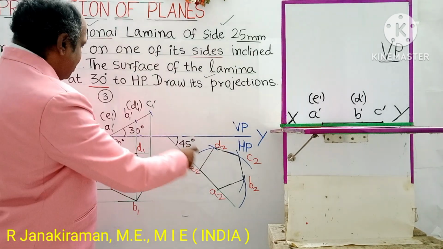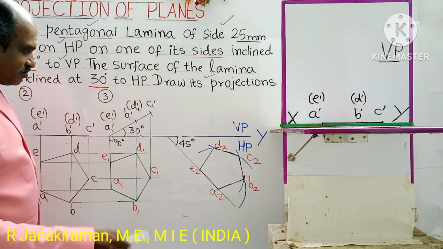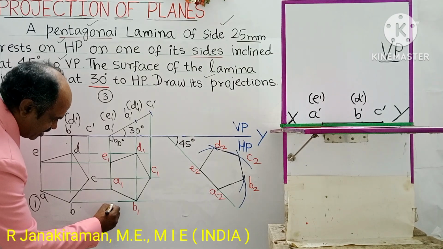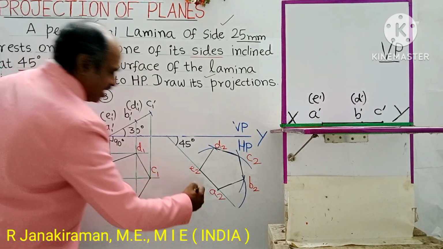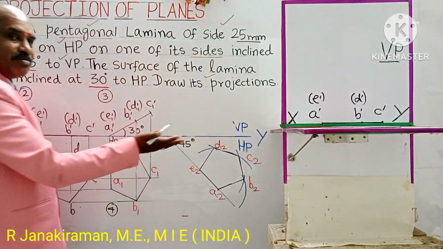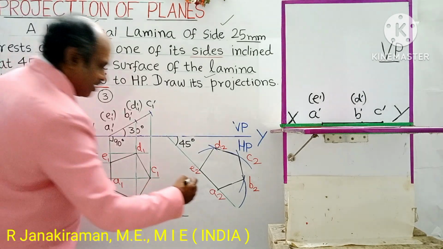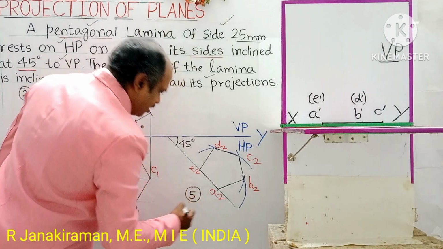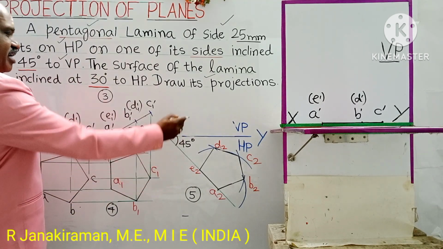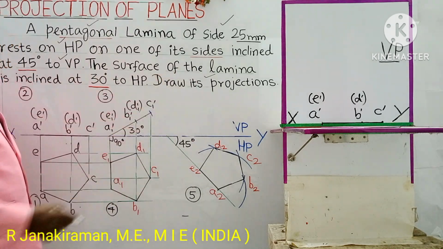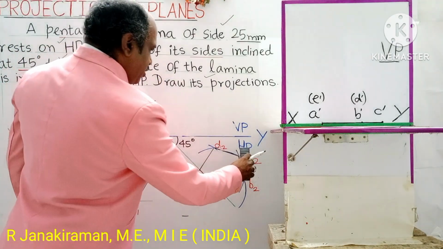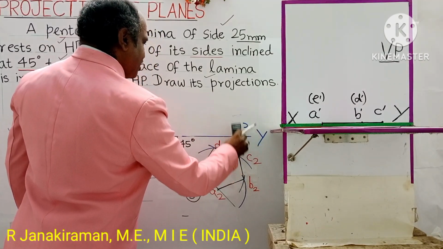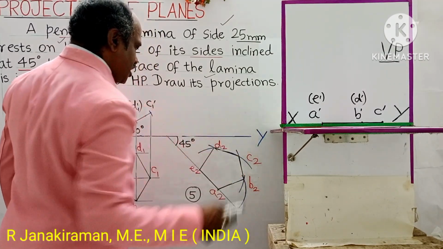This is our fifth diagram. Third diagram, fourth diagram, surface inclination top view, then the final top view. This top view will always come below the XY line as per the first angle projection method. This is our fifth diagram. Then you have to draw the final front view. The front view will always come above the XY line. You can use a drafter scale to get the correct answer and also save time.